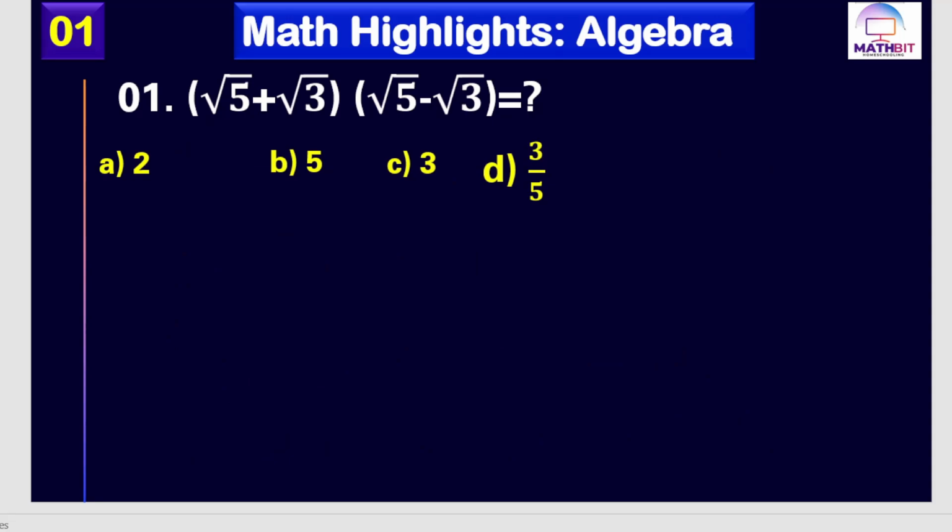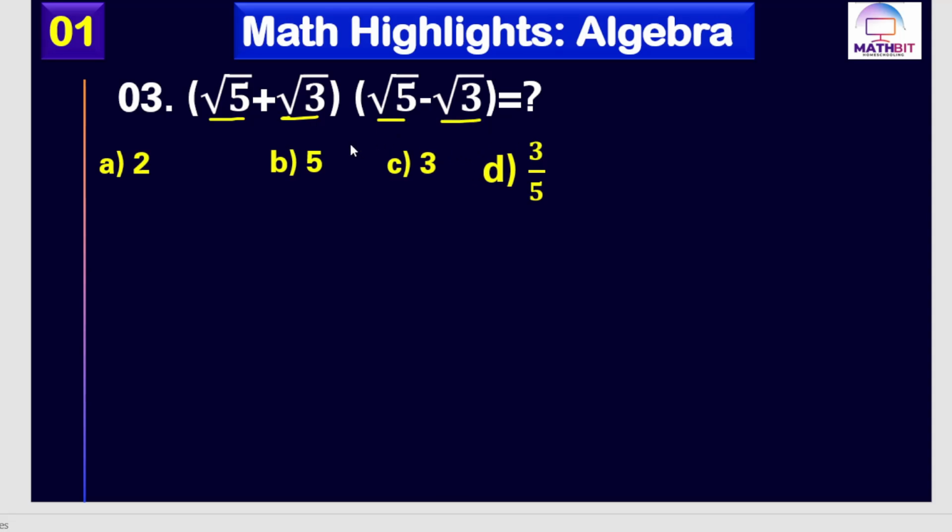Next question. This one is number 3, right? This one should be number 3. Now look, here is inside bracket root 5 plus root 3, another bracket inside root 5 minus root 3.